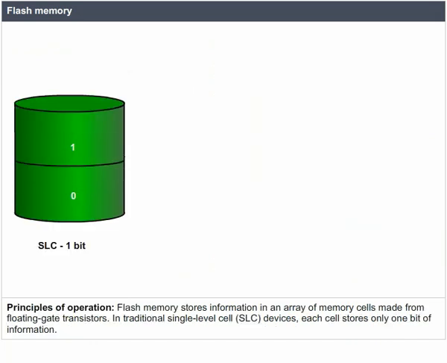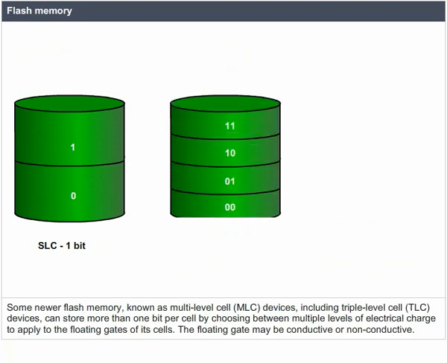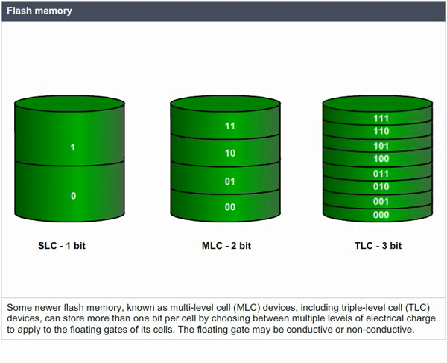Principles of operation. Flash memory stores information in an array of memory cells made from floating gate transistors. In traditional single-level cell (SLC) devices, each cell stores only one bit of information. Some newer flash memory, known as multi-level cell (MLC) devices, including triple-level cell (TLC) devices, can store more than one bit per cell by choosing between multiple levels of electrical charge to apply to the floating gates of its cells. The floating gate may be conductive or non-conductive.